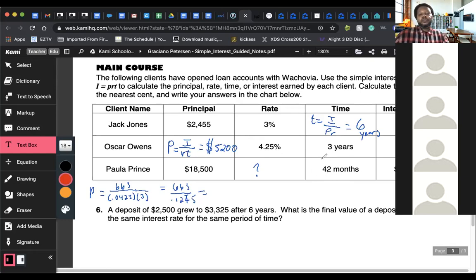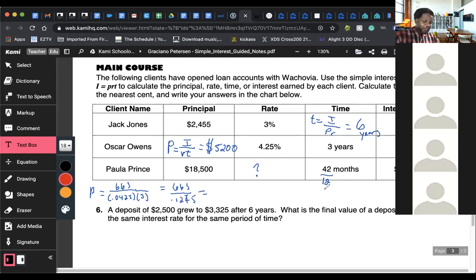So what do we need to do with this 42 months? Divide it. By what? We are going to divide it, you're right, but by what number? How many months are in a year? 12. So we're not going to divide it by 365, we're going to divide it by 12.